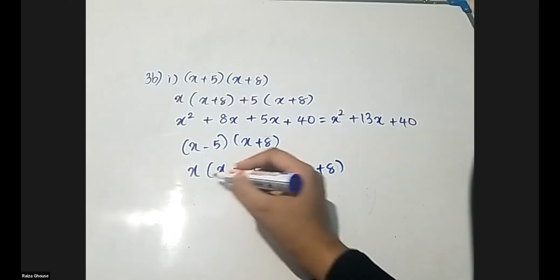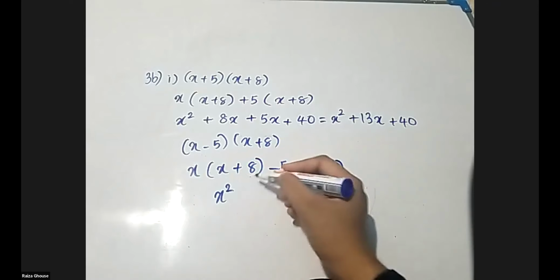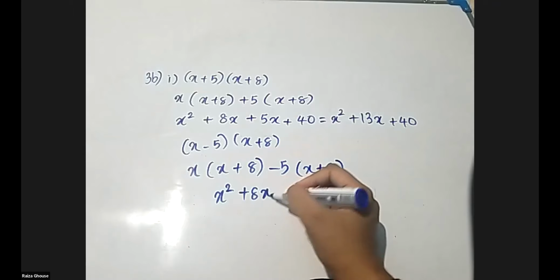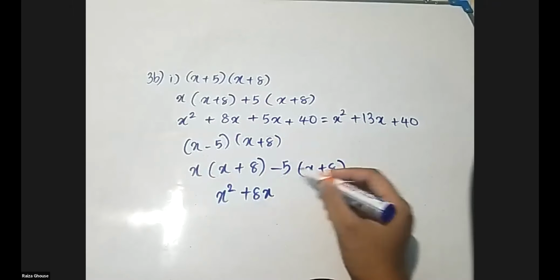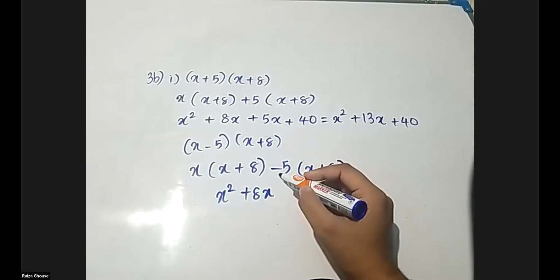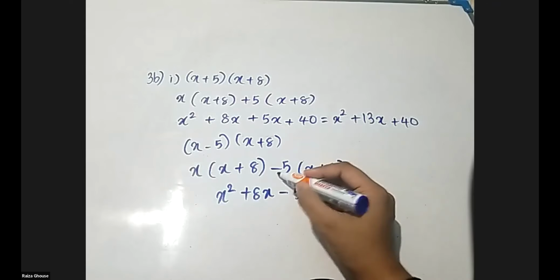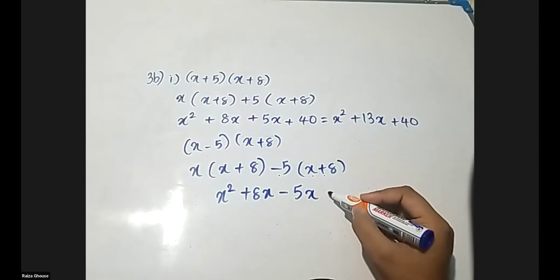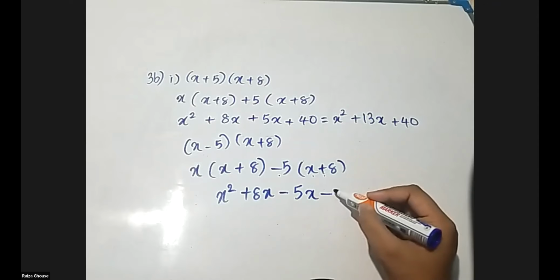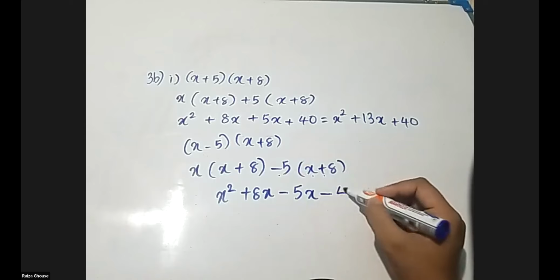Now see here, x into x, x squared. 8 into x is 8x because it's positive. But here, positive into negative is negative. 5 into x is 5x, and negative into positive. I told you when the symbols are different, sign is negative. 5 into 8 is 40.